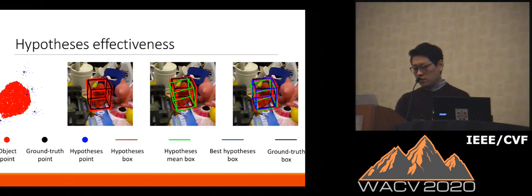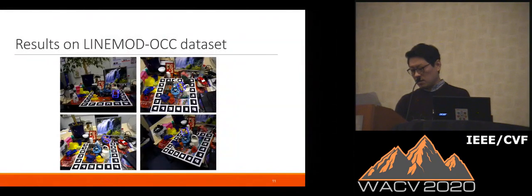Here is the comparison between using and without using our geometry constraint. The red boxes are generated by different pose hypotheses. The green is the mean box of the boxes. The blue is the best hypothesis. The black is the ground truth. From the result, we can see that using our geometry constraint gives a better result.